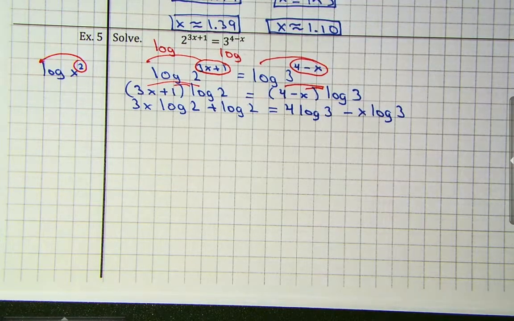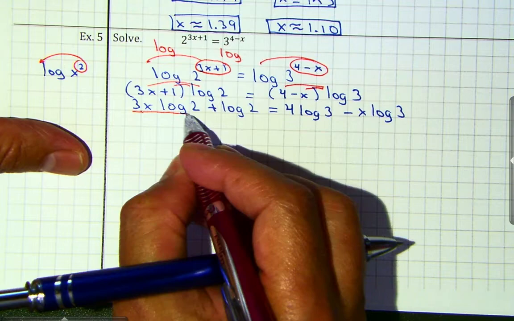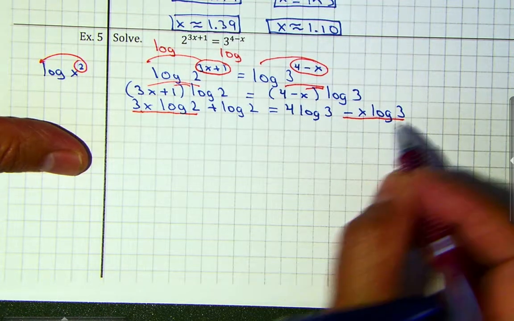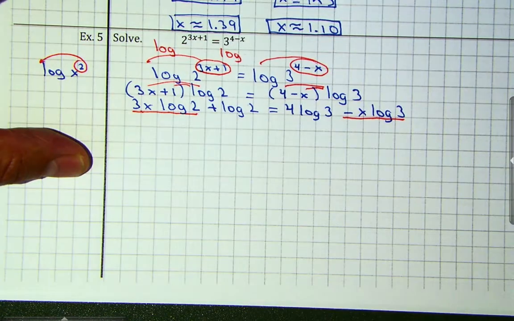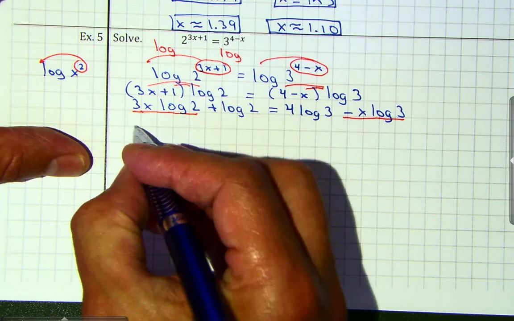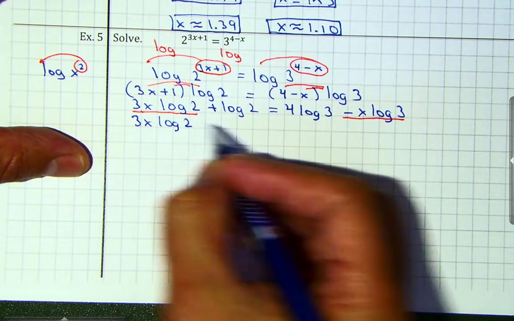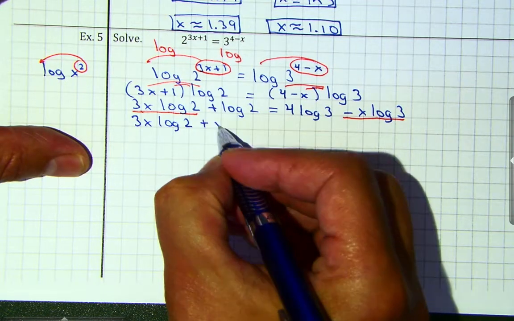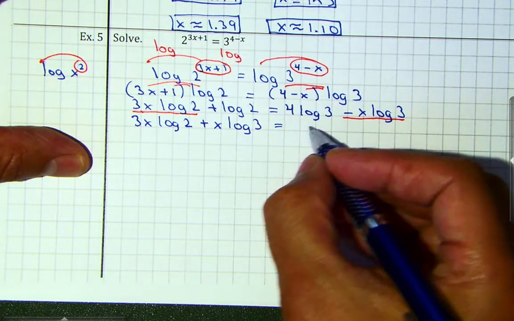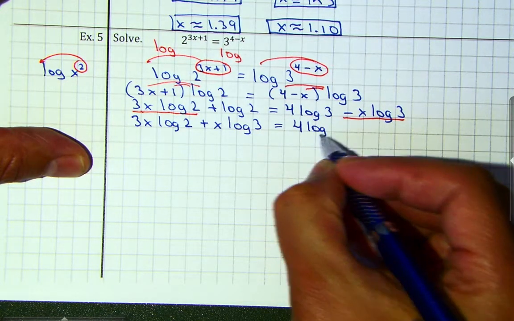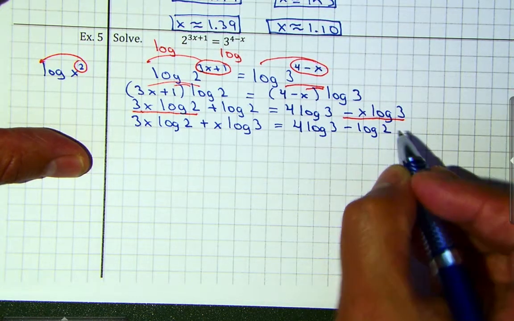And now I have x's here. This term has an x, that one has an x. So I'm going to move anything that has an x to the left, and if it does not have an x, to the right. So it'll be 3x log of 2, that's a negative, we can say positive x log of 3, equals 4 log of 3. Move this to the right, becomes a negative log of 2.